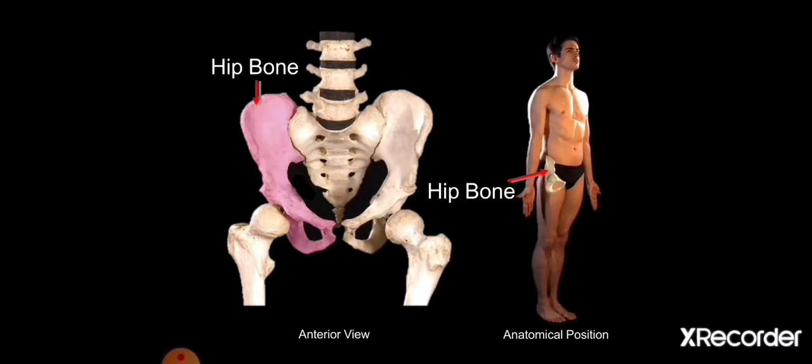Here I will discuss the anatomy of the hip bone. Here lies the anatomical position of the hip bone in our body. It forms the hip joint when it articulates with the femur.